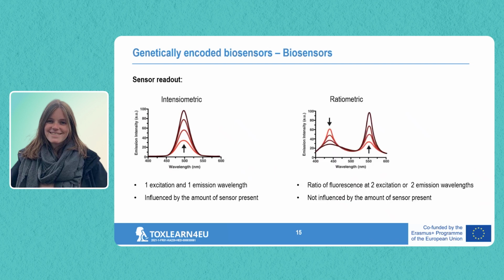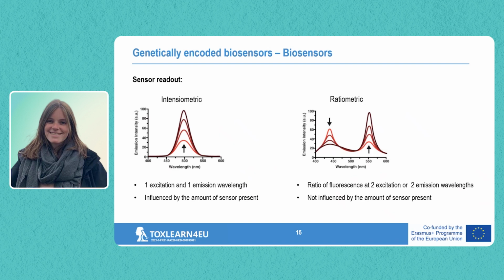What is actually much more interesting, and we always try to develop these types of sensors, is to use ratiometric sensors. In this case, either you have two fluorescent proteins or one fluorescent protein, but you make a ratio of fluorescence either at two excitation wavelengths or two emission wavelengths. Maybe here it's not super clear, but I will show you an example later on where it will be more clear. But here, for example, you have a sensor which will always emit light at the same wavelength, but it has two excitation wavelengths.